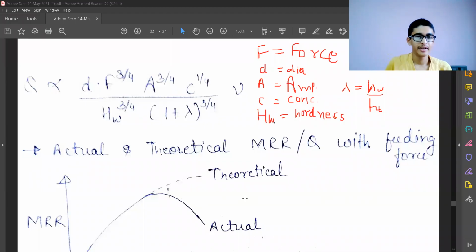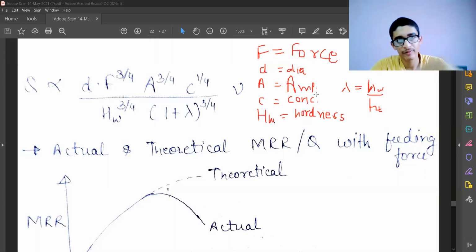So let's start with the inferences from the material removal or volume removed of the material, the non-linear terms in the actual processes which has been seen. So just for your information, F was the force or the feeding force, the force applied by the tool on the workpiece, making an impact. The D was the diameter of that abrasive jet particle, the equivalent diameter.